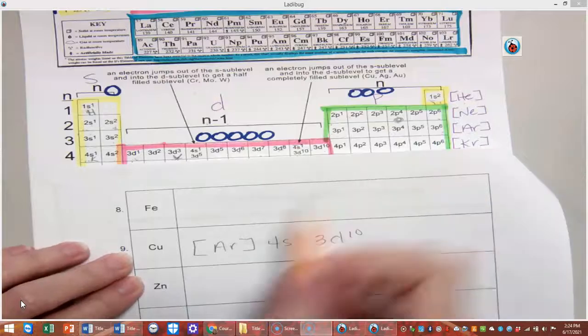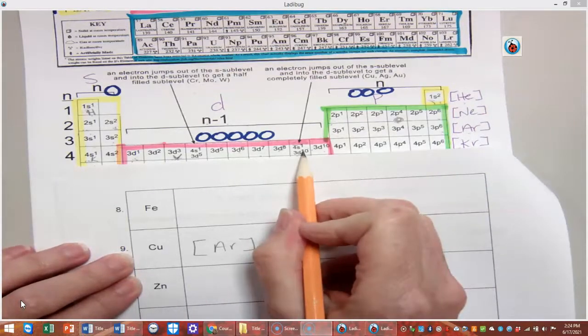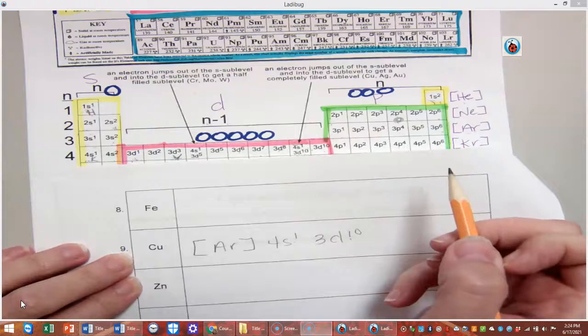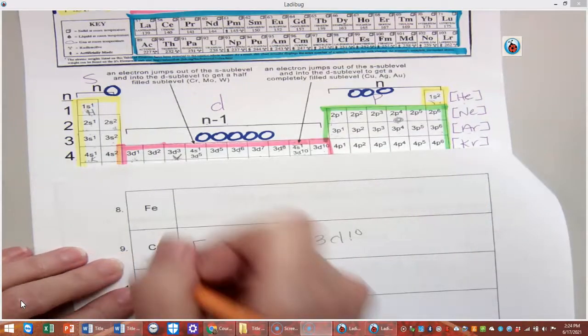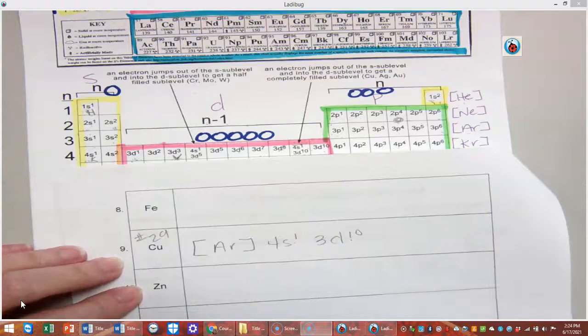Does that make sense? Let's look at that: 18, 19, 29. Who's number 29? Copper. So make sure you're counting to make sure you have the correct number of electrons represented. If you have any questions, let me know.